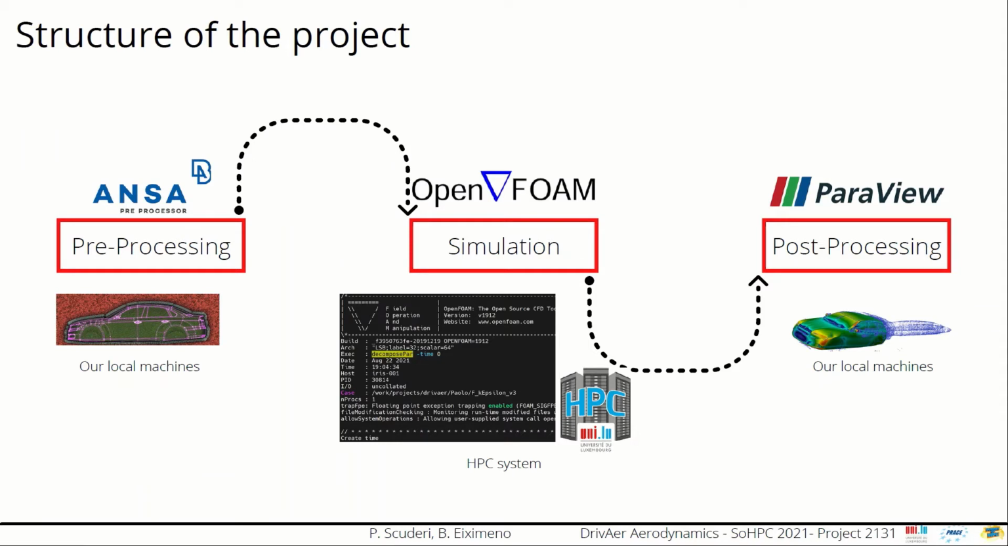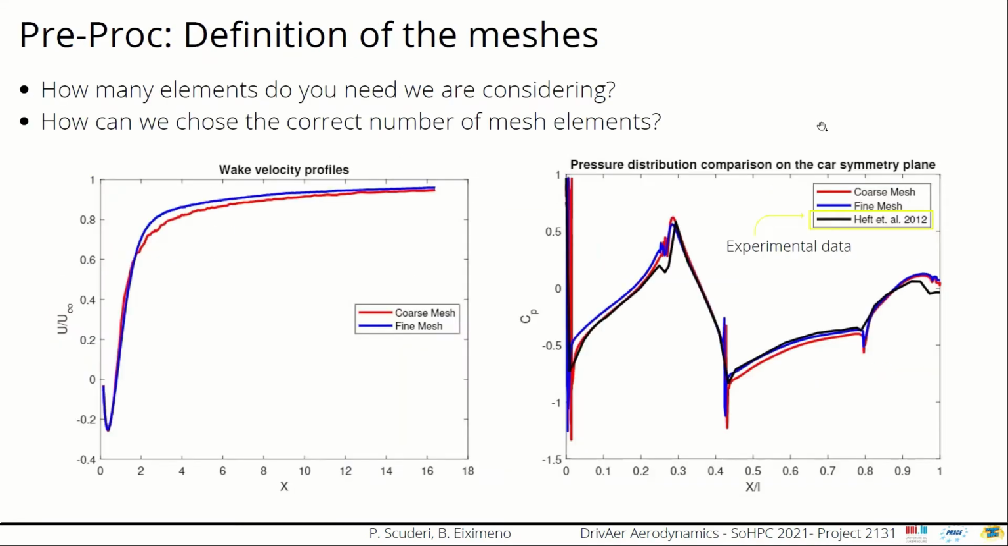As with any other CFD simulation, we have been working on three main steps: the pre-processing, the simulation, and the post-processing. We have been working on the pre-processing on our local machines, and this step is basically dividing the whole domain into different volumes in which we are going to compute the flow variables. Then we ran the simulations on the IRIS cluster of the University of Luxembourg, making use of OpenFOAM. And finally, we post-processed all the results using ParaView, mainly on our local machines, but we also sometimes used the cluster to connect.